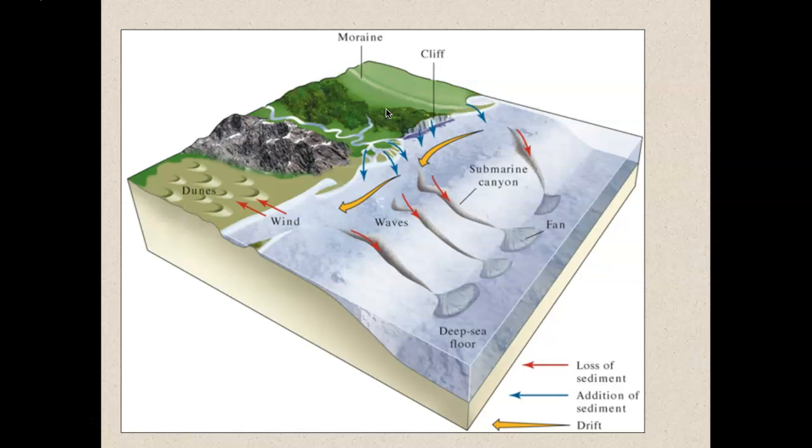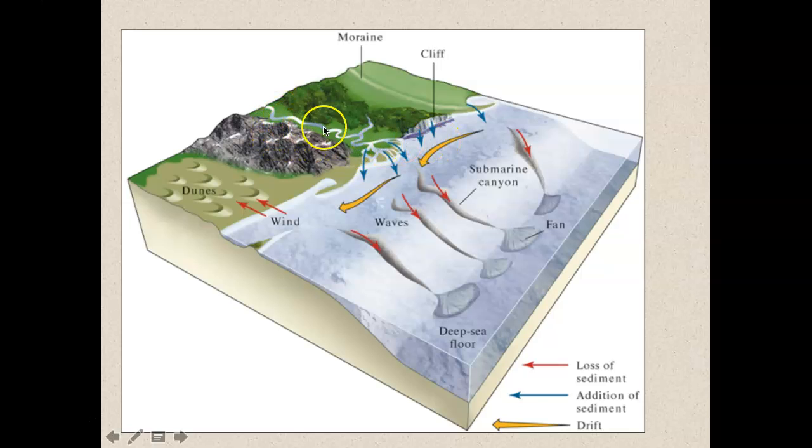Those processes that happen on land are also going to be happening out at sea. In this image, there is a loss of sediment from the beach through wind blowing sediment into dune fields, or from underwater little landslides. We could call these turbidity currents, where sediment is coming off of the continental shelf and out onto the deep sea floor.